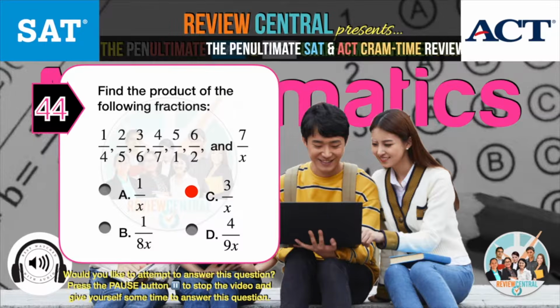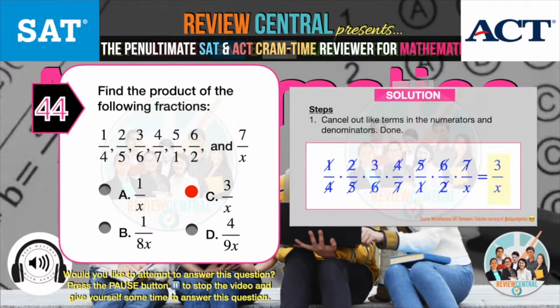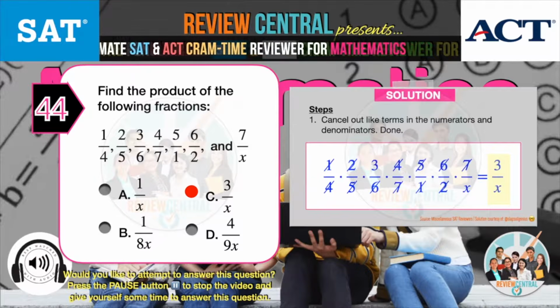3 over x. Here's another seemingly complicated but actually very simple problem. Multiplying all the given fractions, we should quickly realize that most of the numerators and denominators can cancel each other out, leaving us only with 3 over x, which is the correct answer.